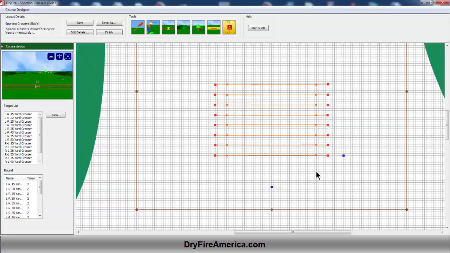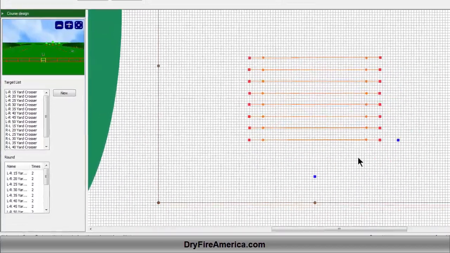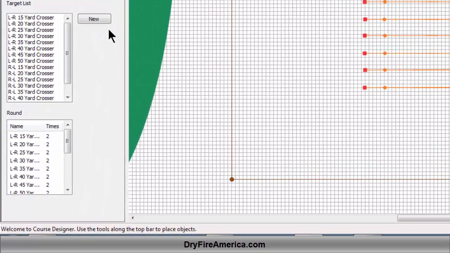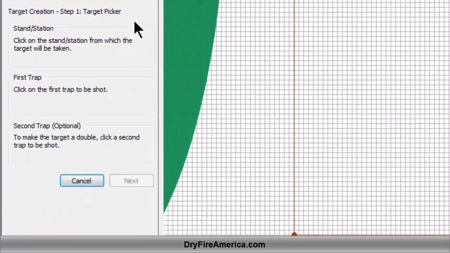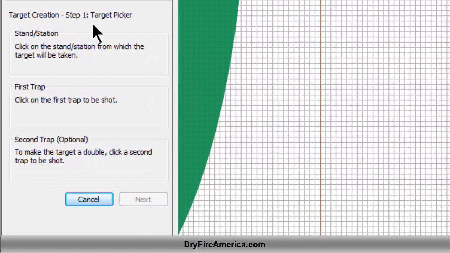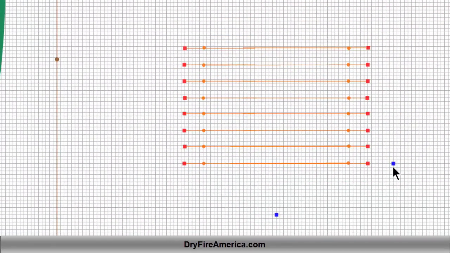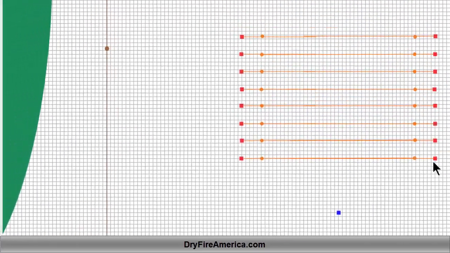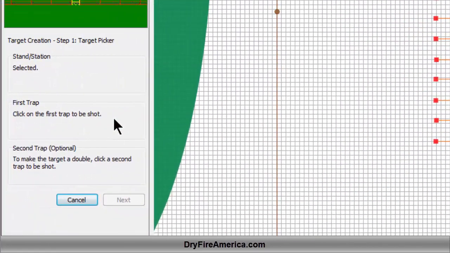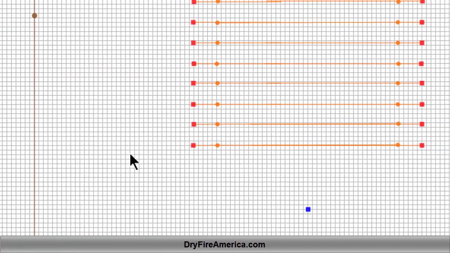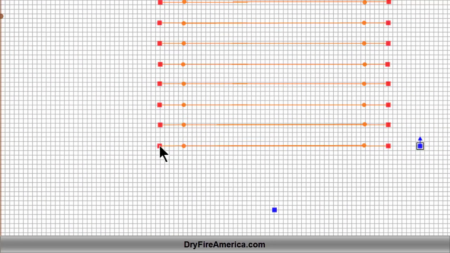And we're going to create a new target in the following fashion. Notice over here on the left-hand side in the sidebar, I can click on New, and it helps me with instructions. It says Target Creation, Step 1, Target Picker, Stand or Station. Click on the stand or station from which the target will be taken. So I'm going to come back over here, and I'm going to click on this stand. Now, the next thing that I'm going to do, it says, now click on the first trap to be shot. So I want to shoot the target that's going to come out of this house, so I click on it.